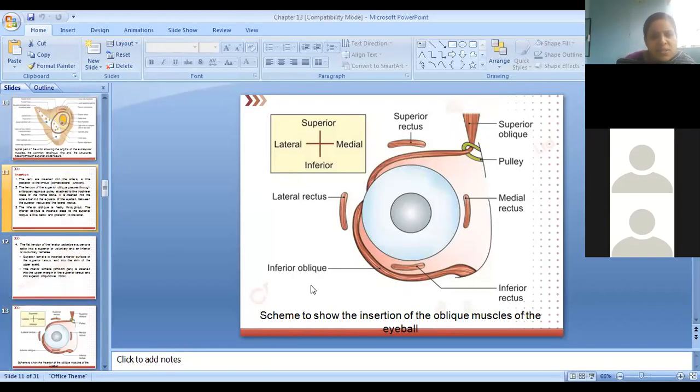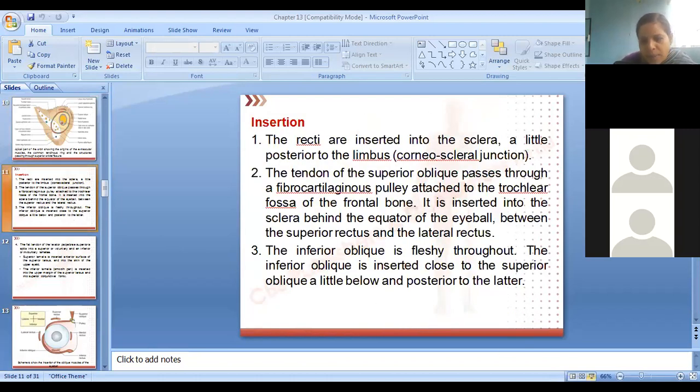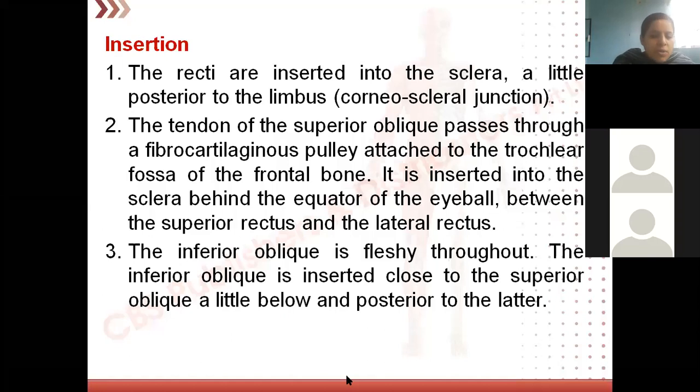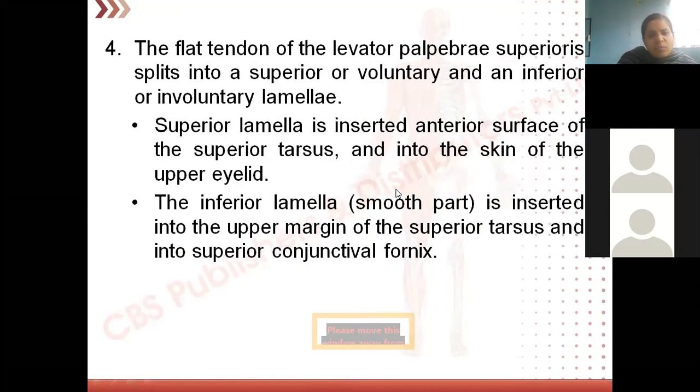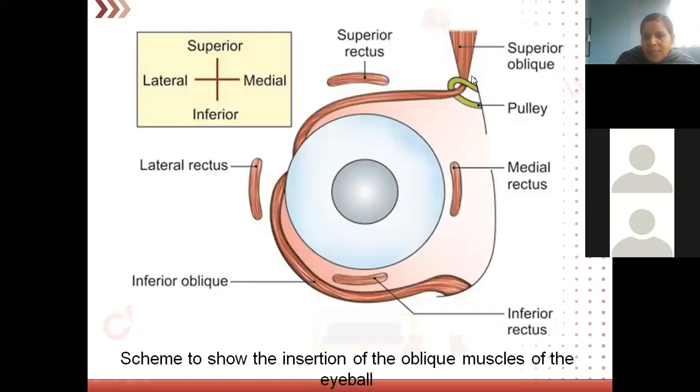So now you will understand better. The insertion point also we will understand because we have seen the diagram now. Are you finding the PowerPoint now? Yes, ma'am. So all the recti are inserted into the sclera a little posterior to the limbus. What is limbus? Sclerocorneal junction. The tendon of superior oblique, as you asked just now, is passing through a fibrocartilaginous pulley. I'll show you this, in the diagram only it was there. See here, superior oblique is passing through the fibrocartilaginous pulley. It is going below superior rectus and then it is getting inserted below lateral rectus.